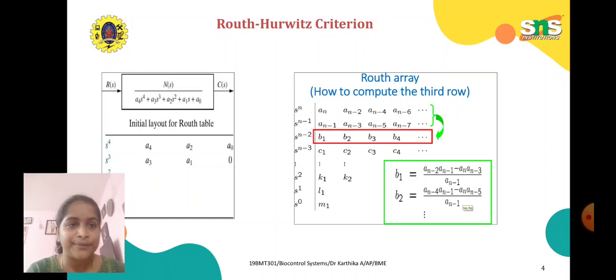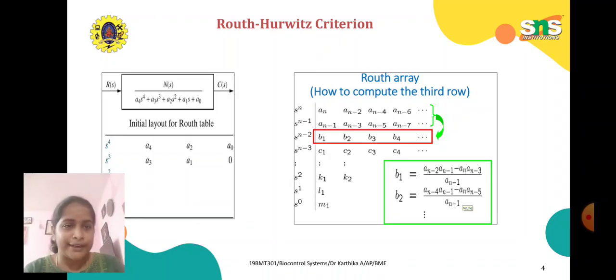Like that we have. And in the Routh array, the first row is s^n: an, an-2, an-4, an-6. For the s^(n-1) row: an-1, an-3, an-5, an-7. For s^(n-2): b1, b2, b3, b4. And s^(n-3): c1, c2, c3 and c4. See here, first s^(n-1), s^(n-2), s^(n-3), like that we have, and finally we have s^2, s^1, s^0.